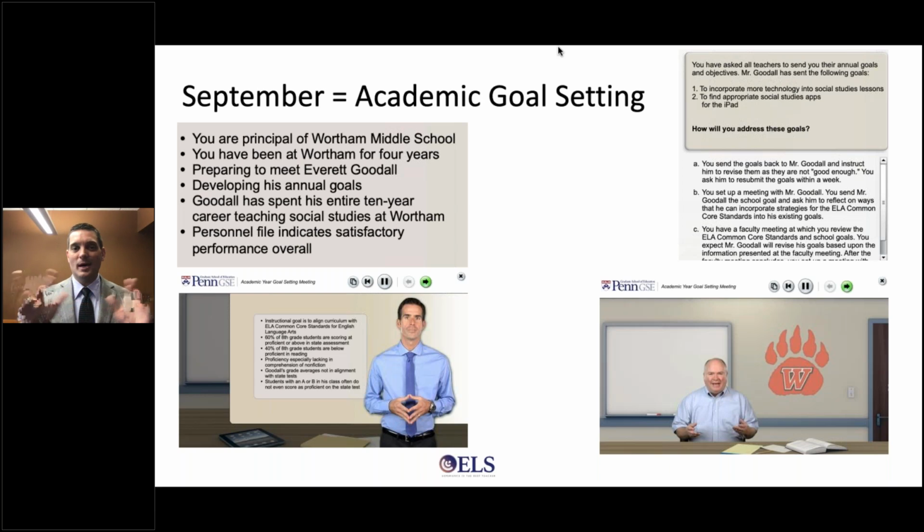Now, September 15 was my deadline. I don't know why, but every teacher had to create a professional goal. That is exactly what this simulation is about, and that's why I chose September. So in this simulation, you're a principal, and you have Everett Goodall, who's in the bottom right-hand corner. I look at that dude and he makes me smile because I know how the simulation plays out.